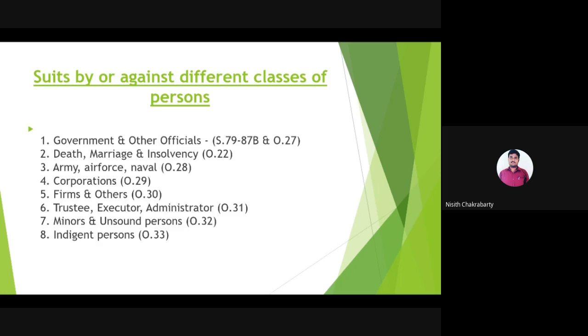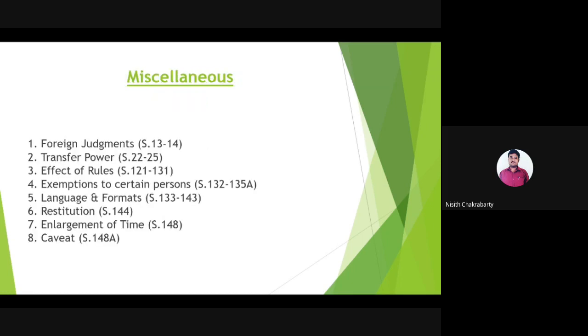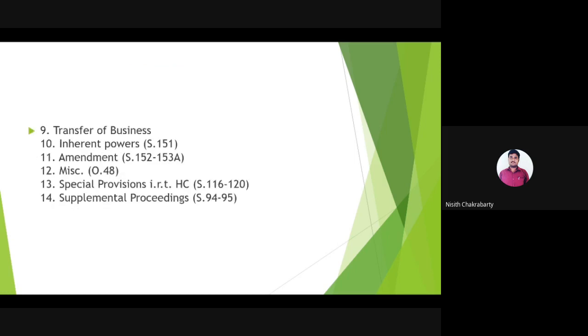firm, trustee, executor, administrator, minor and unsound person, indigent person. Then subject matter: public nuisance, substantial question of law, family matters, friendly suit, mortgage of immovable property, interpleader suit, summary suit. Miscellaneous were foreign judgments, transfer power, effect of rules, exemptions to certain persons, language and formats, restitution, enlargement of time, caveat, transfer of business. I missed out section 150, that is inherent powers, amendment, miscellaneous, special provisions in respect to High Court, supplemental proceedings.